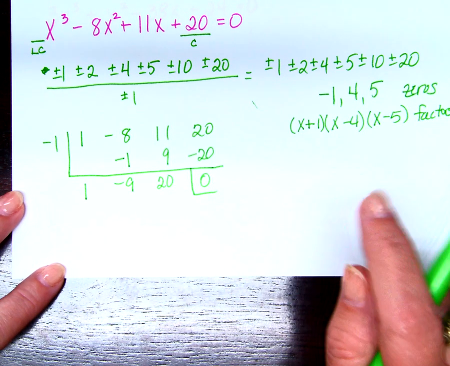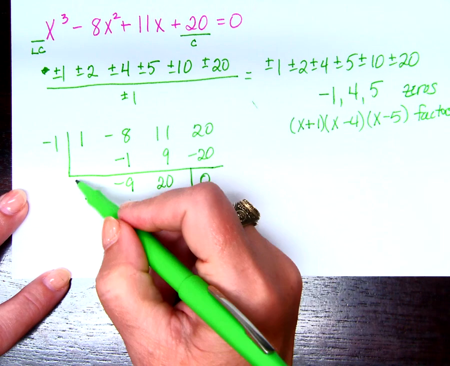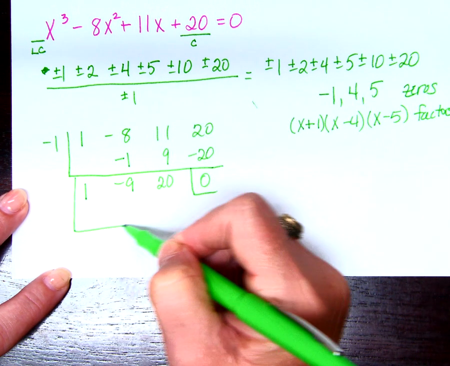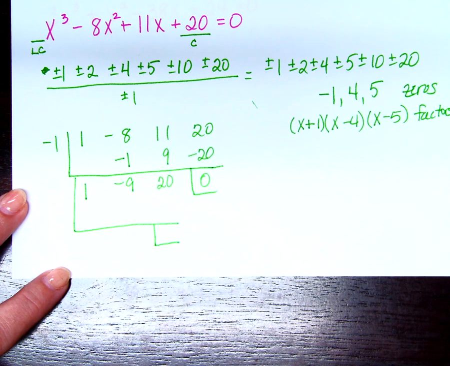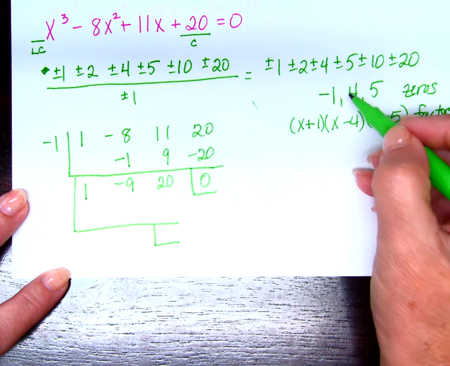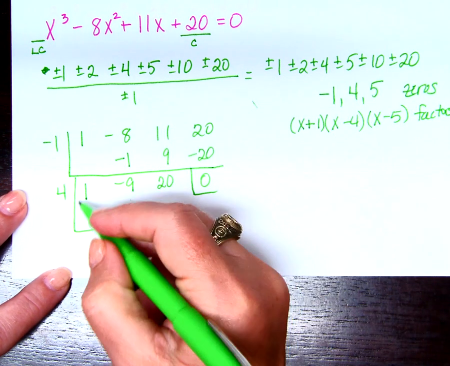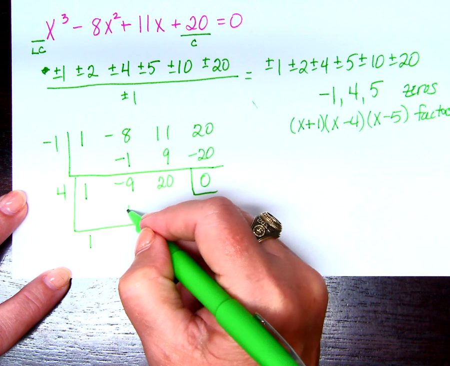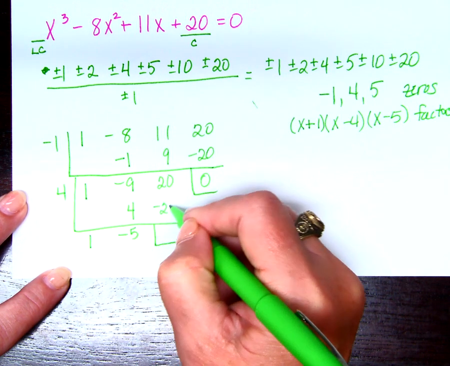Now here's what we're going to do instead of another full synthetic division problem. I'm going to start from here. Does that make sense? I'm starting from the answer that I got, using a 4, using my next 0. So pull down the 1, 4, -5, -20, and 0.